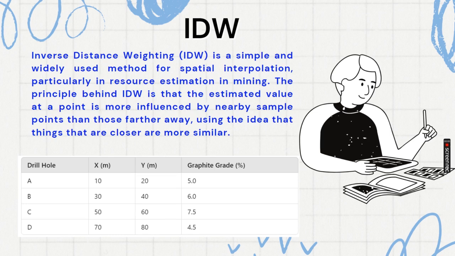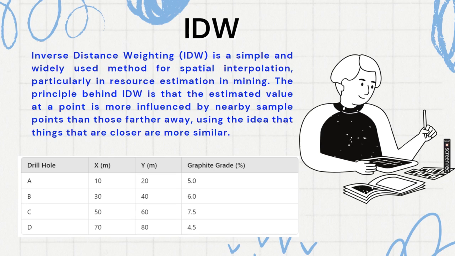Let us start with IDW. It is a simple and widely used method for spatial interpolation, particularly in resource estimation in mining. The principle behind IDW is that the estimated value at a point is more influenced by nearby sample points than those further away, using the idea that things that are closer are more similar. Definitely, so it is everywhere true and applicable in case of spatial statistics. Let us have an example so that it can be easily understood.